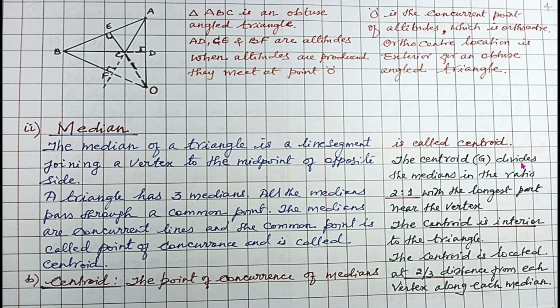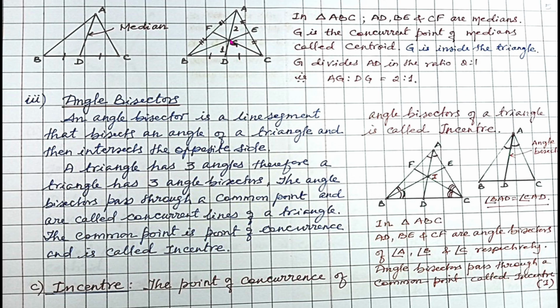So therefore remember, the centroid is the concurrent point of the medians of a triangle. Now the centroid divides the medians in the ratio 2:1 with the longest part near the vertex. It's a very important thing to remember. The centroid is interior to the triangle and is located at 2/3 the distance from each vertex along each median. So the centroid divides the median AD in the ratio 2:1, and so also the other medians are divided in the ratio 2:1, and the centroid is at 2/3 the distance from each of those vertices, that is A, B and C.